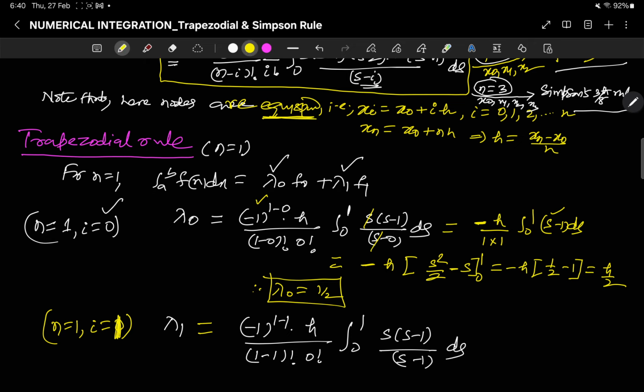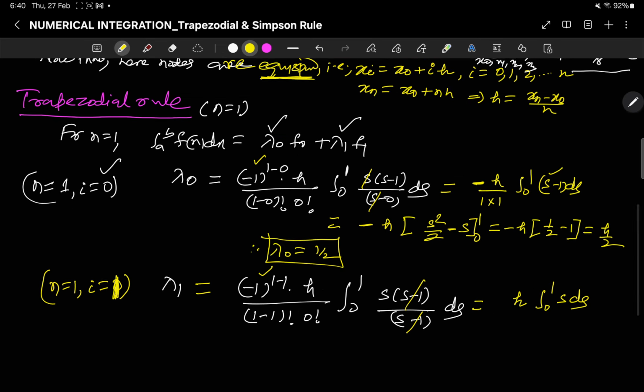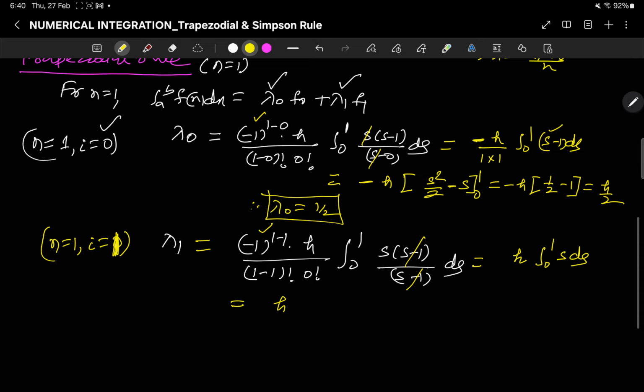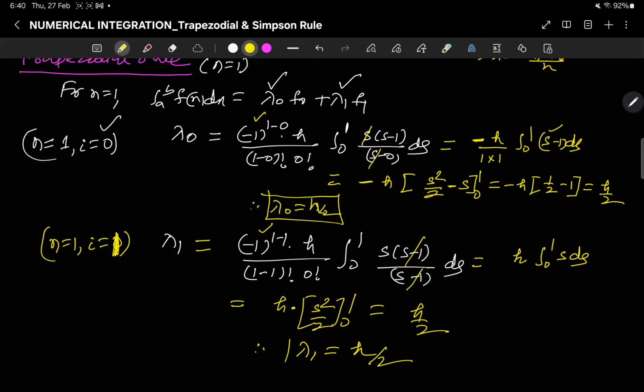Now this minus 1 cancelled here, and it will be equal to minus 1 to the power 0, which is 1, so it is h only, integral 0 to 1 s ds. So this is equal to h into s square by 2 from 0 to 1. So this is equal to h by 2. Therefore we are getting lambda 1 is also h by 2. And here lambda 0 is also h by 2 and lambda 1 is also h by 2.